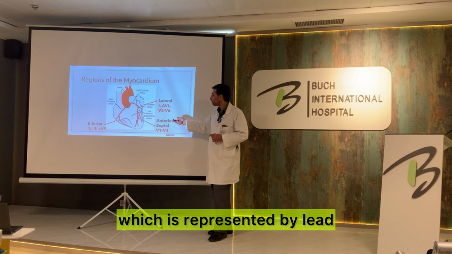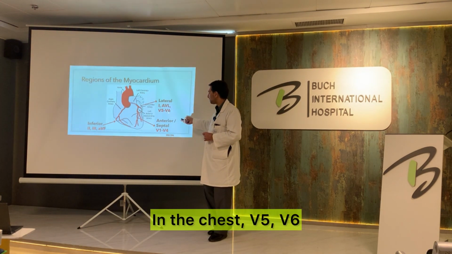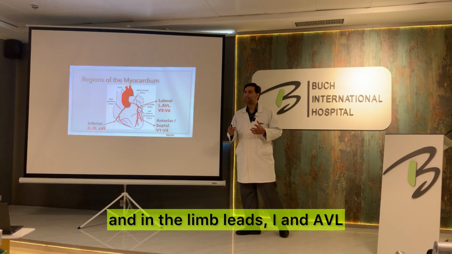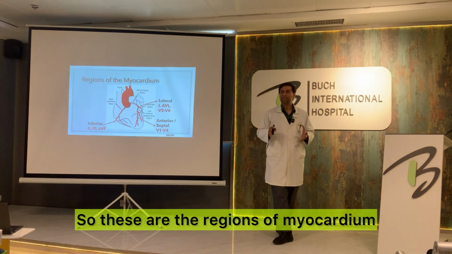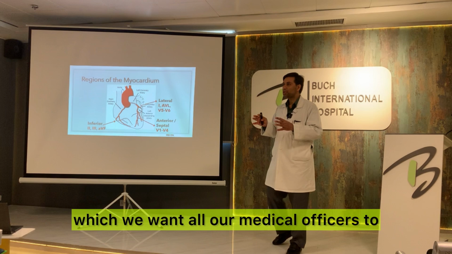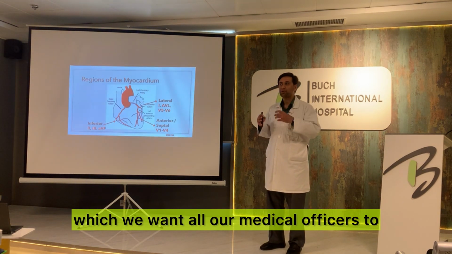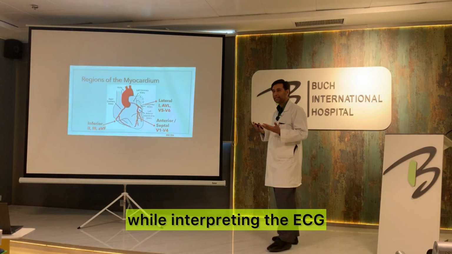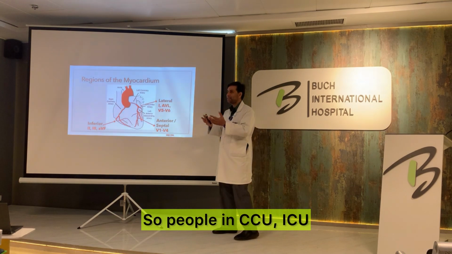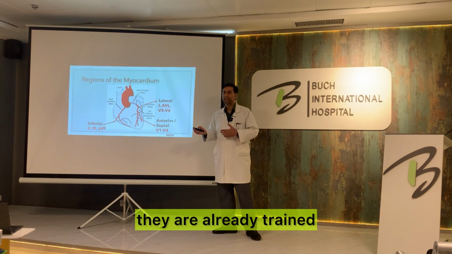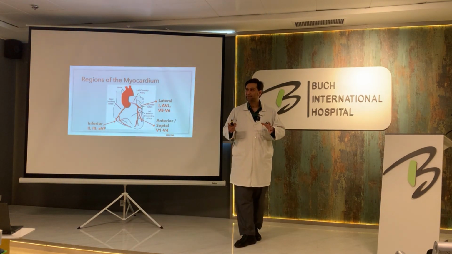territory. Then is the circumflex, which is represented by the lateral leads. In the chest, V5, V6, and in the limb leads, 1 and AVL. So these are the regions of myocardium which we want all our medical officers to be comfortable with while interpreting the ECG. So people in CCU, ICU, they are already trained.